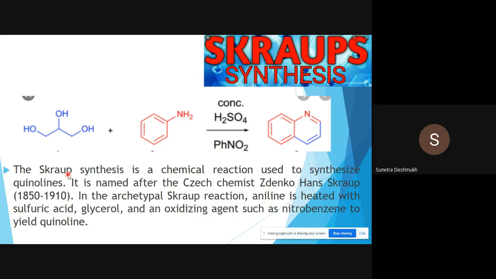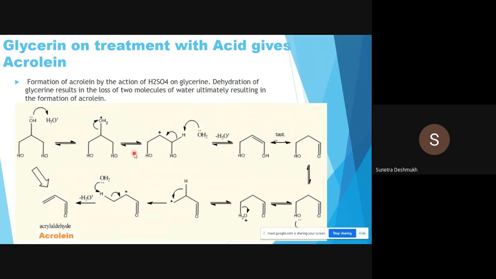The Skraup synthesis is a chemical reaction used to synthesize quinolines. It is named after the Czech chemist Zdenko Hans Skraup, 1850 to 1910. In the archetypal Skraup reaction, aniline is heated with sulfuric acid, glycerol, and an oxidizing agent such as nitrobenzene, to yield the quinoline. We'll now see step by step the mechanism of the Skraup synthesis.